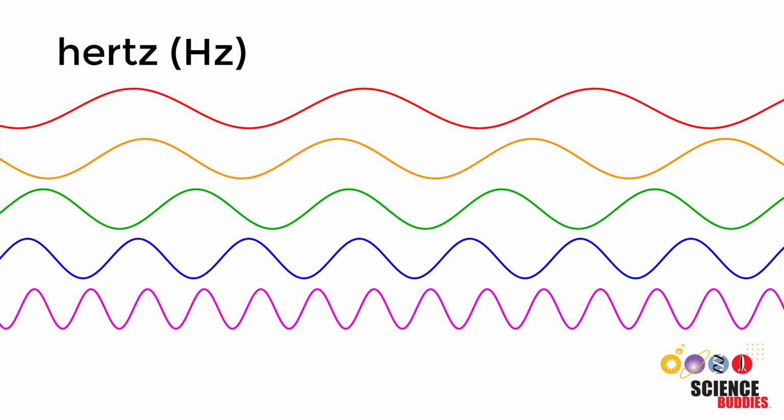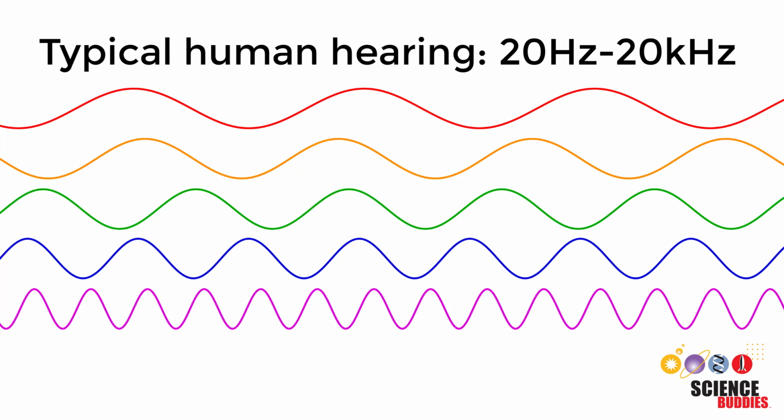Human hearing extends to a range of up to about 20,000 hertz or 20 kilohertz. Ultrasonic sound is sound above that frequency that humans can't hear.